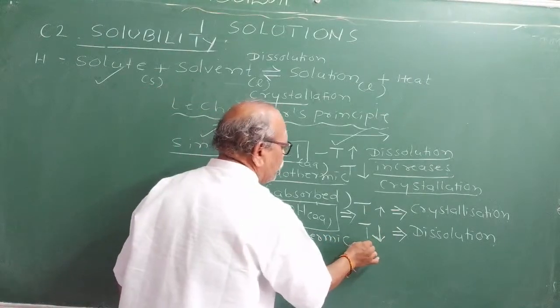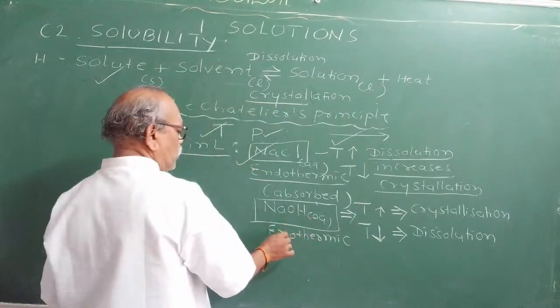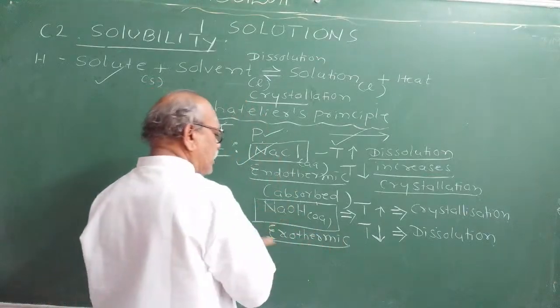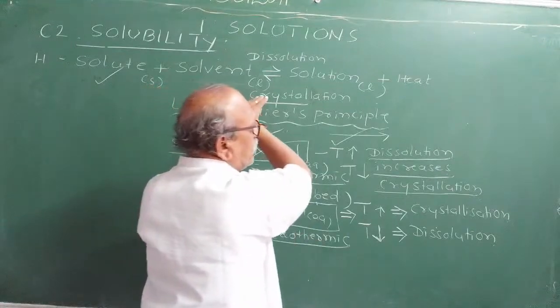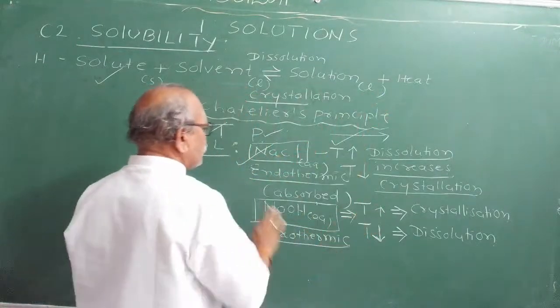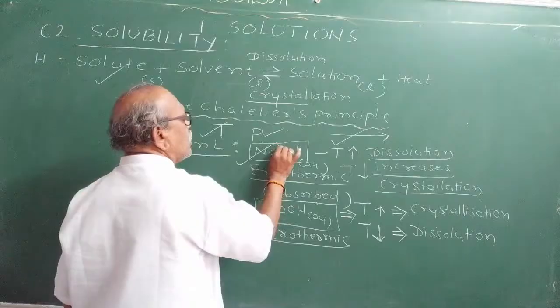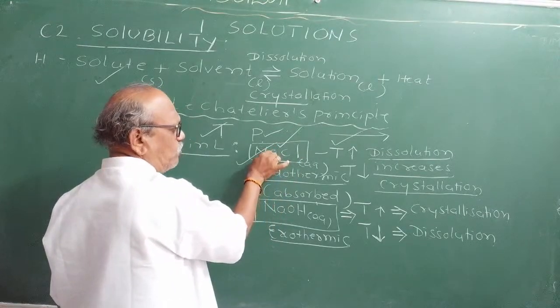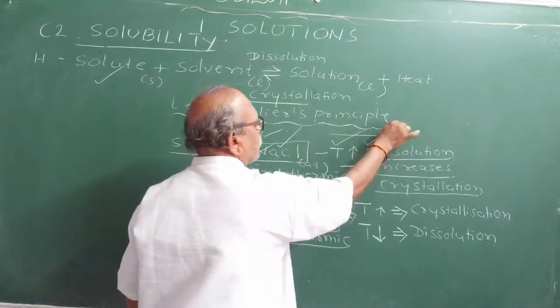At lower temperature, if the reaction is exothermic, in order to increase the temperature, the forward reaction will take place. The summary is, in order to increase the solubility of the endothermic dissolution of sodium chloride, what you have to do is increase the temperature.